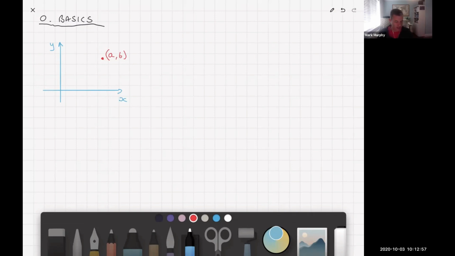Now, I'm not a maths teacher. I'm an engineer, right? And I hate a lot of this wordy stuff. So I won't be doing too much of this, right? What is coordinate geometry of the line?